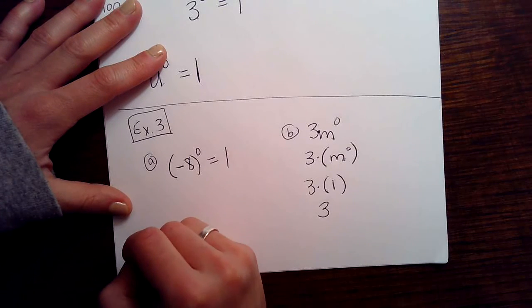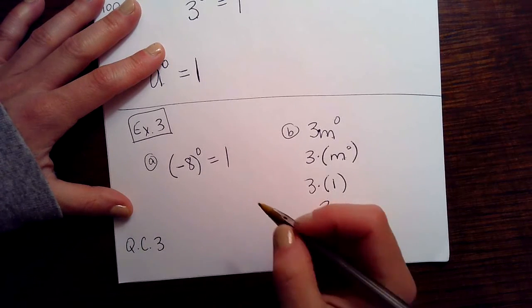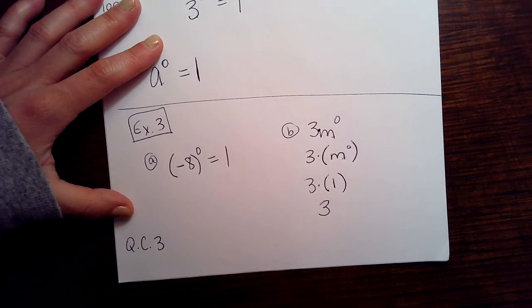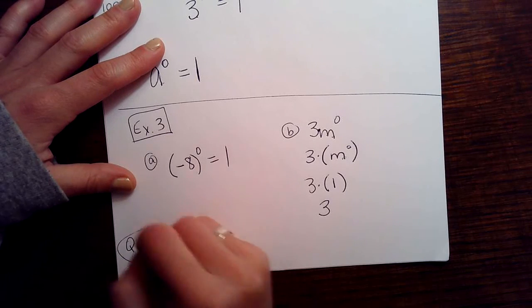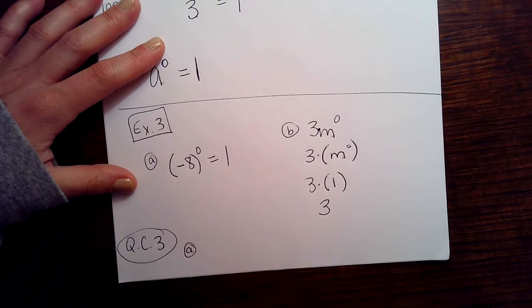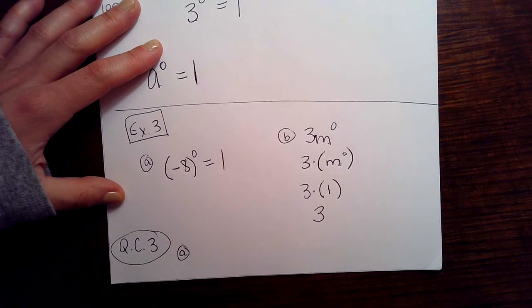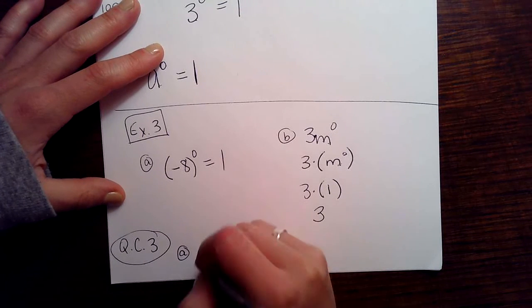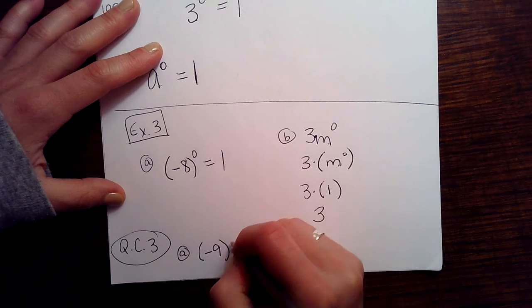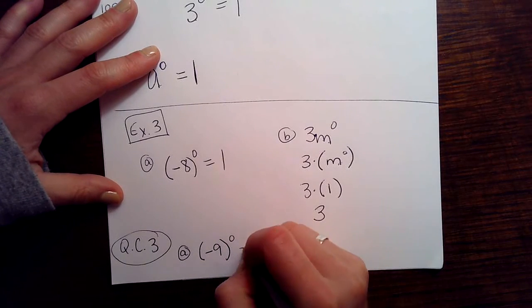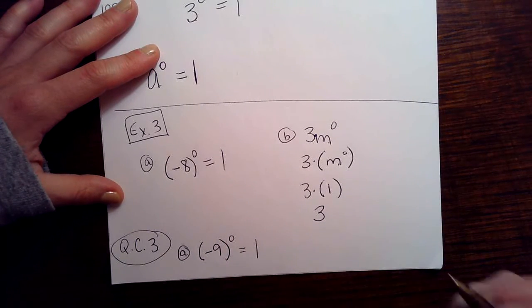Try quick check 3. You can try all 3 parts of that, A, B, and C. Pause the video if you haven't and try those. Okay, 3a, negative 9 to the 0 power. As always, anything to the 0 power is 1.